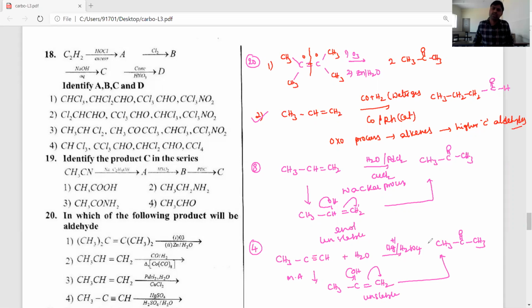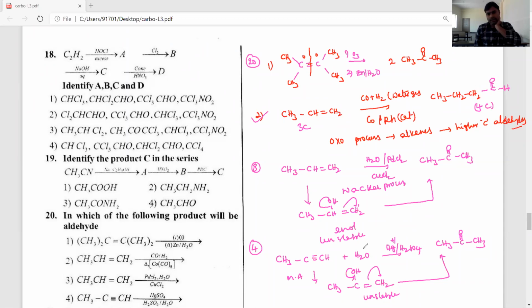Okay, students. The first one is an ozonolysis reaction. With reductive ozonolysis, tetrasubstituted alkenes are converted into ketones only. Now the second one is the oxo process. In the oxo process, the reagent is CO plus H2 in the presence of a cobalt or rhodium catalyst. Then alkenes are converted into aldehydes containing higher carbons. See, the reactant has 3 carbons, and the product has 4 carbons. That is known as the oxo process. Next, third and fourth.